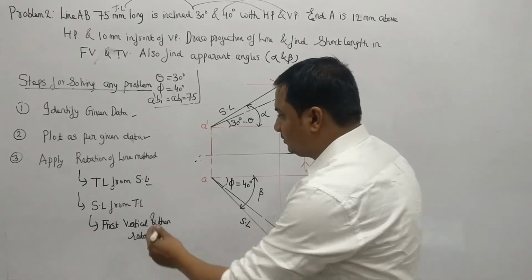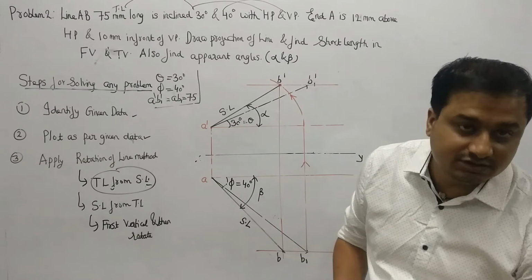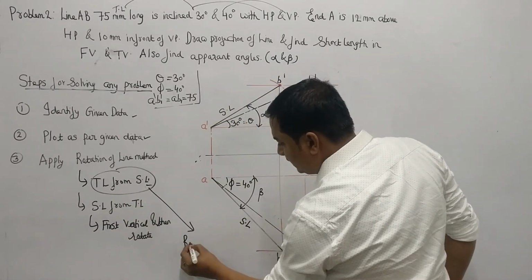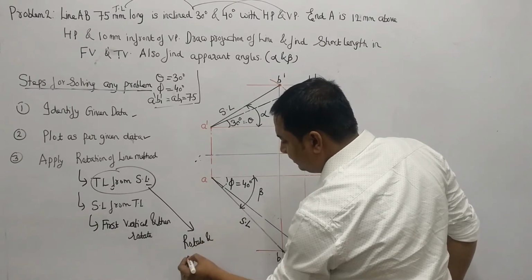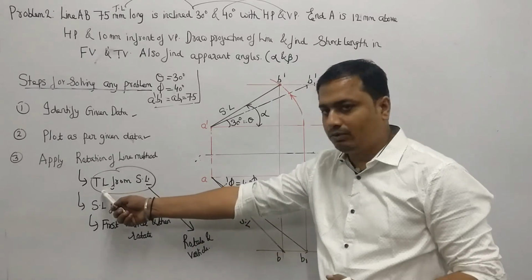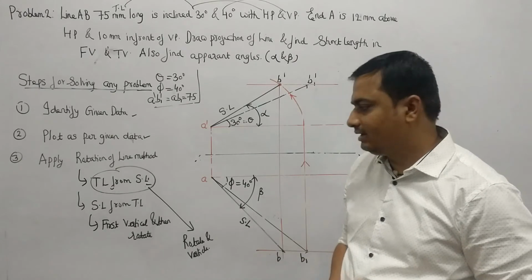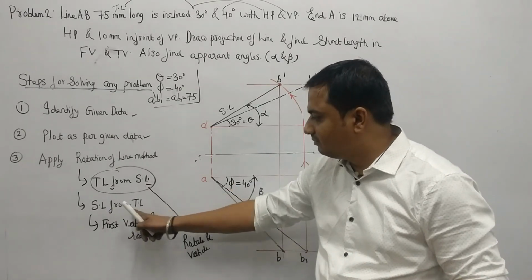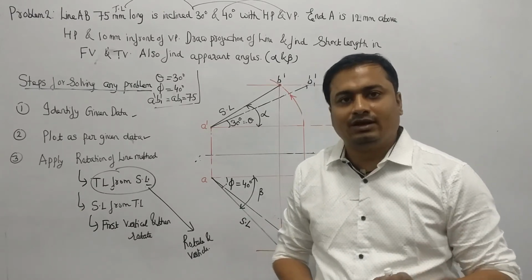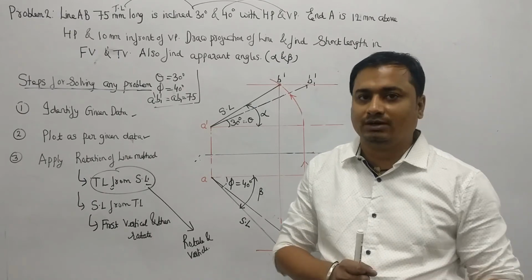But whenever you are going for true length from the short length, it's just reverse. First rotate, and then vertical. So please keep in mind: when you are going for true length from the short length, first rotate, then drop vertical. But whenever you are going for short length from the true length, first vertical, then rotate. And these are the two concepts on the basis of which you can solve any problem of projection of line inclined to both the planes.